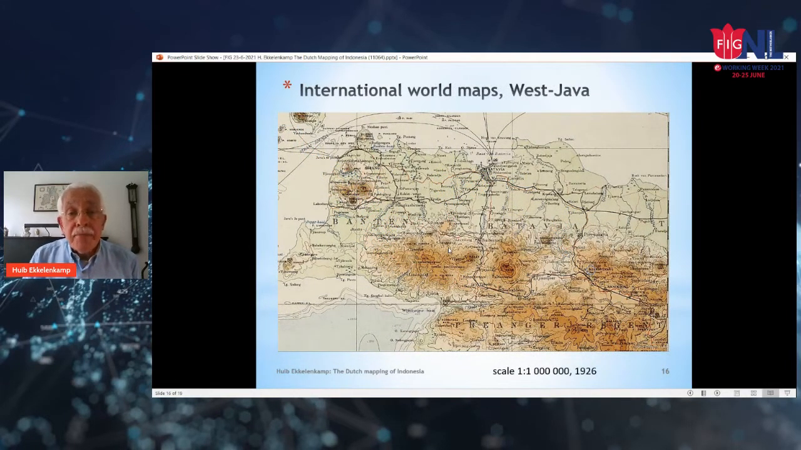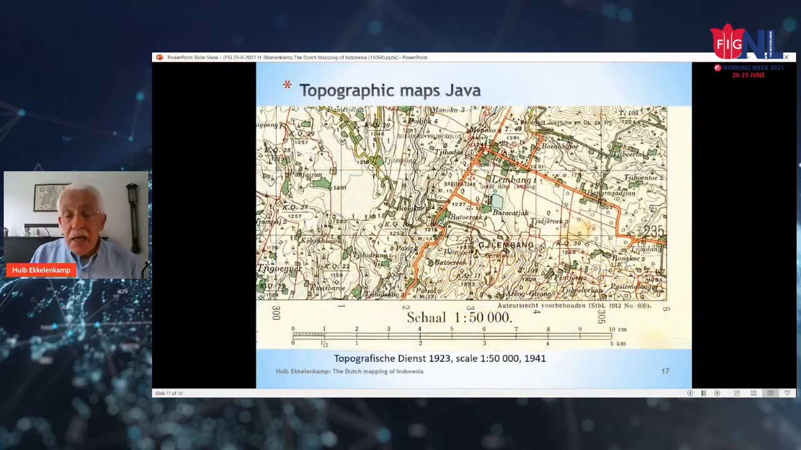The international world maps were produced in 1926, and this is a nice example of the details of this western part of Java. My last slide, almost, is an overview of some details. North of Bandung, you see here is an observatory. They had their own observatory to watch the skies, and from there time signals were sent all over the peninsula for longitude measurements.